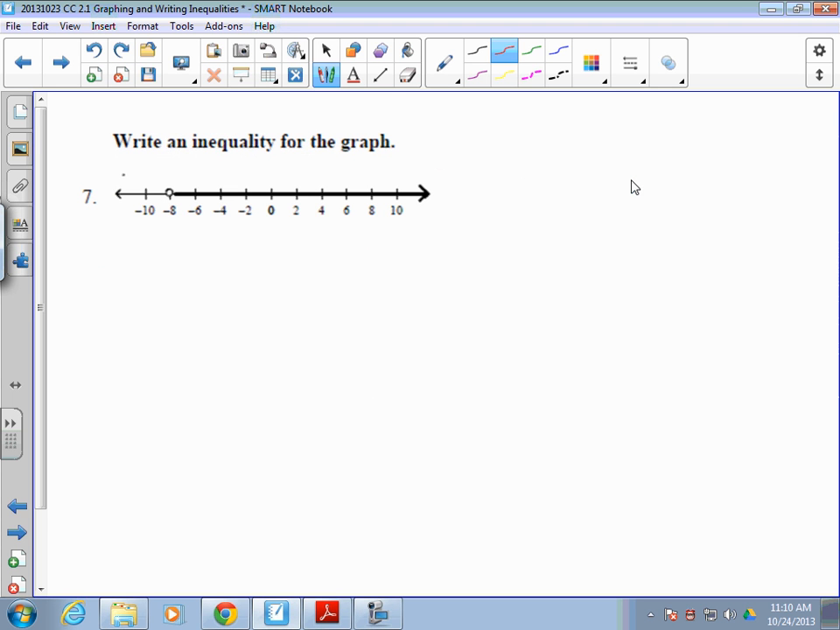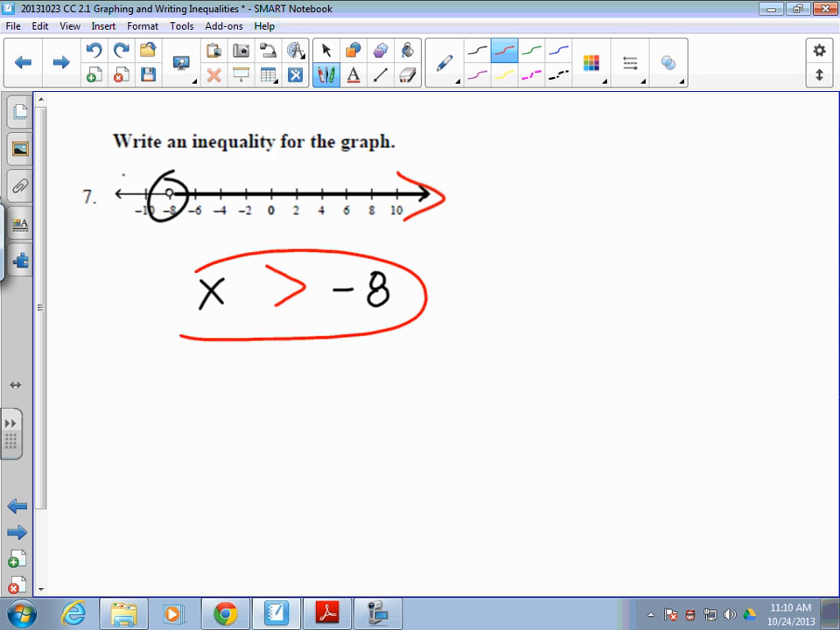Number 7 says write inequality for the graph. You have to identify what number it is. It's X and it's negative 8 is the number that they have circled here. It's not colored in, so it's not going to be or equal to. So it's either going to be greater than or it's going to be less than. The arrow is pointing this way as it's shading, so you're going to keep it that way as well. X is greater than negative 8.